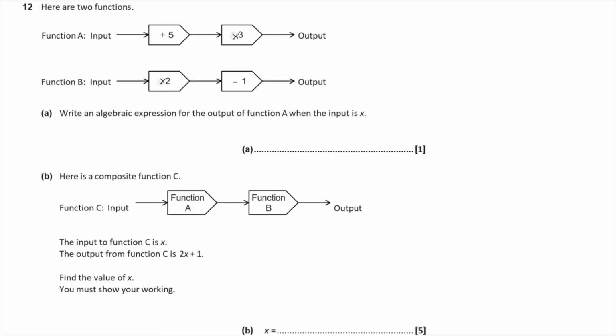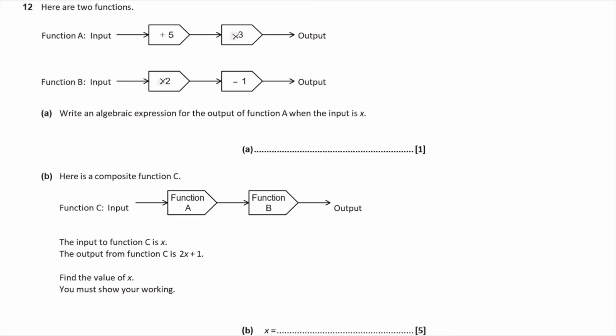Question 12. Here are two functions. Function A: take your input, add 5 to it, multiply it by 3, and there's your output. And then function B: take your input, times it by 2, subtract 1, and there's your output. Write an algebraic expression for the output of function A when its input is x.